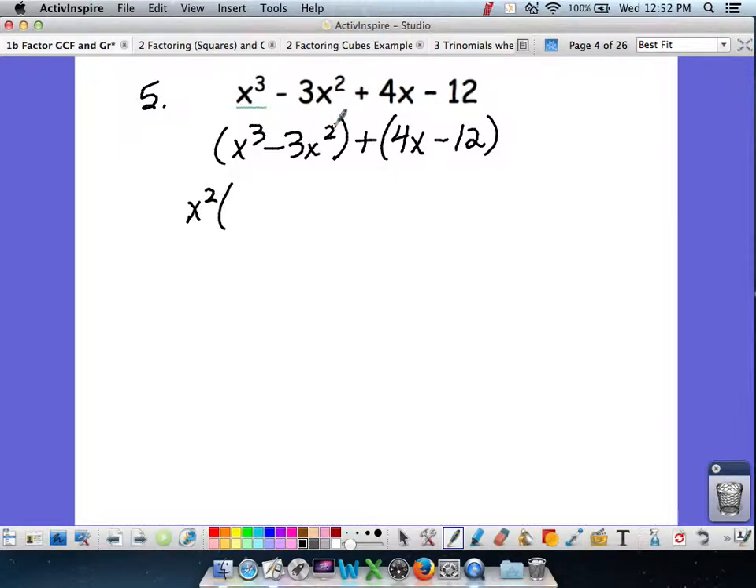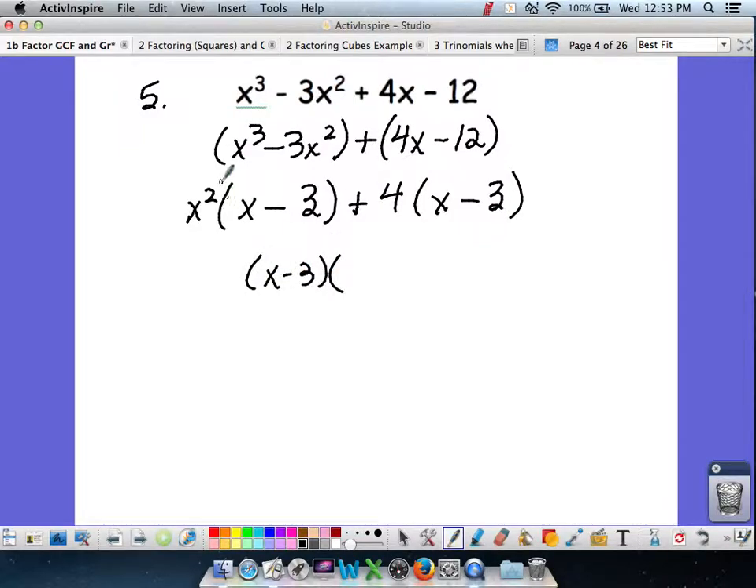I choose 2. Taking out 2 x's, that leaves x minus 3. This way I can keep that plus right there in case I need it to stay consistent. In this binomial, I have 4 in common, so I'm going to take out a 4. Take out the 4, and that's going to leave x minus, and 4 will go into 12 3 times. Again, I see that common factor right here of the binomial x minus 3, and that's going to leave me the binomial x squared plus 4.